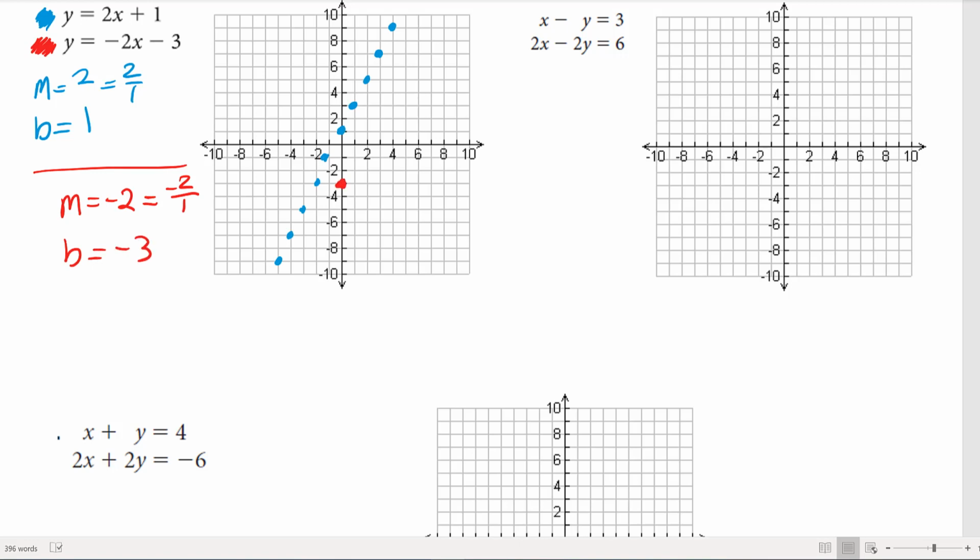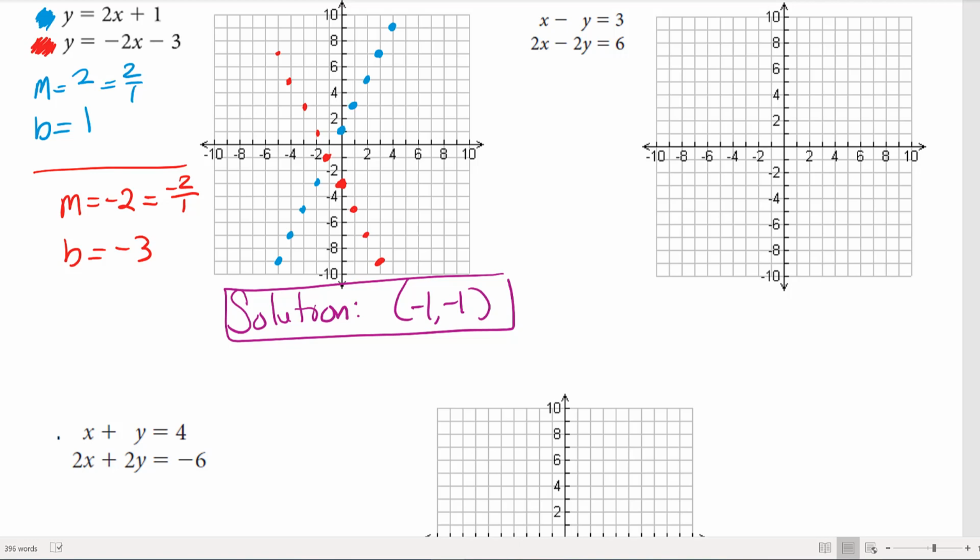So put a point at negative 3, and then I go down 2, right 1, down 2, right 1. As you can see, if you continue to go down and right, you're never going to reach the blue line. You also have to do its opposite, which is up 2, left 1. And there we go, we finally found the spot. The point at which they both intersect looks like negative 1, negative 1. That one's over just a little tiny bit right there. So my solution to this system is negative 1, negative 1.